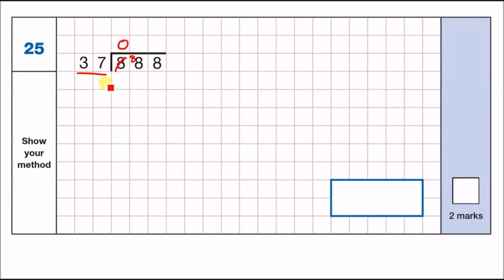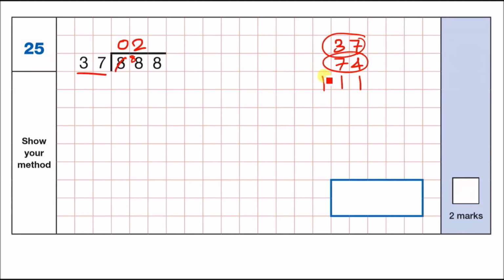Well, to figure this out, we need to know our 37 times tables. So what I usually do on the side is just keep going up in 37s. If you add another 37, you should have 37, 74. Add another 37 to this, and you're going to have 111. Looking at this, we can see that 37 goes into 88 twice, but not three times, because that's too big.